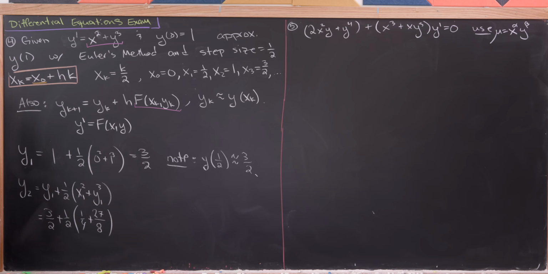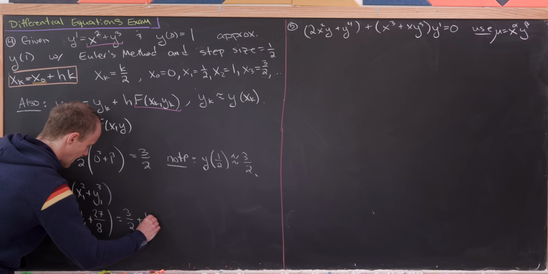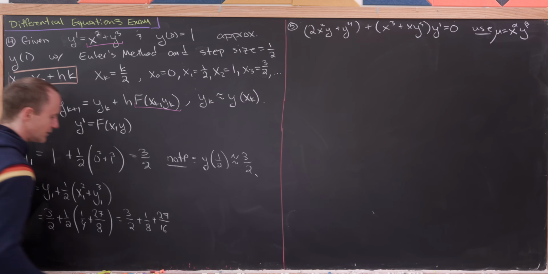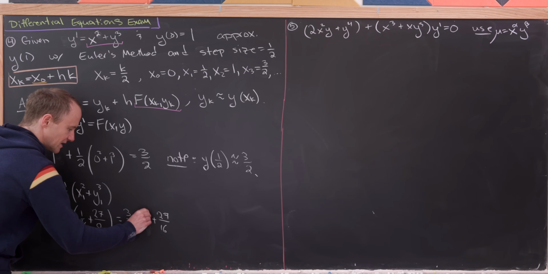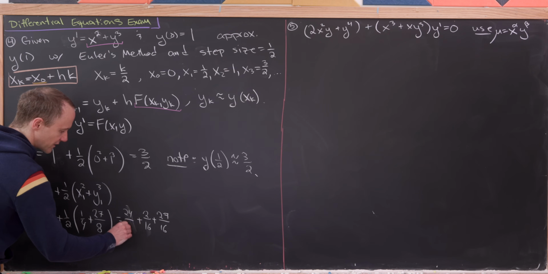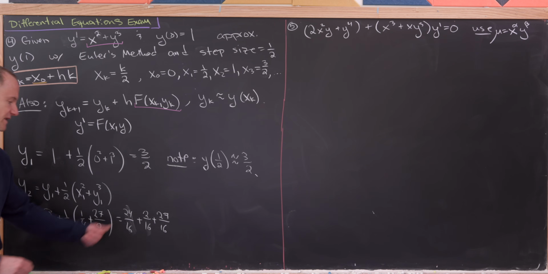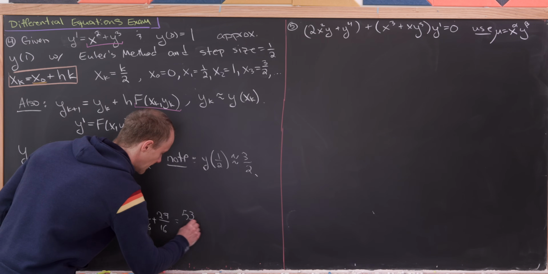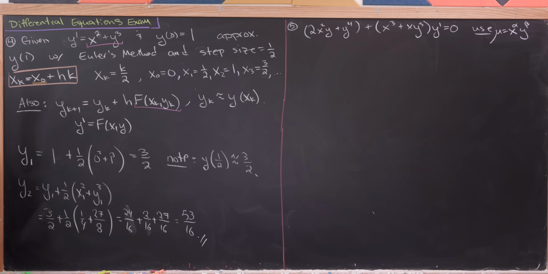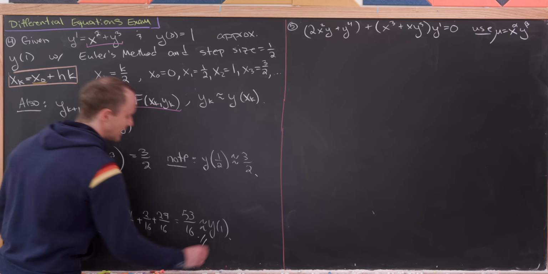Now you can add that up if you want to. Actually, maybe let's do that. So that's going to be 3/2 plus 1/8 plus 27/16. We've got to give that a common denominator. That's going to be 2/16. Multiply that by 8, that's going to be 24/16. So let's see, we have 24 plus 27, that's going to give us 51, plus 2 is 53/16, which is the approximate value of y of 1. Okay, so there, we've approximated y of 1.